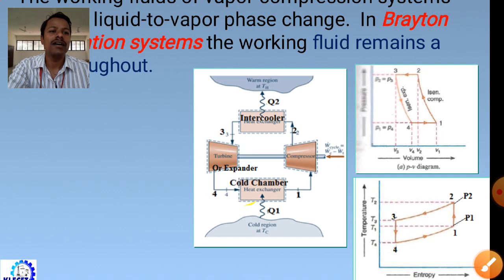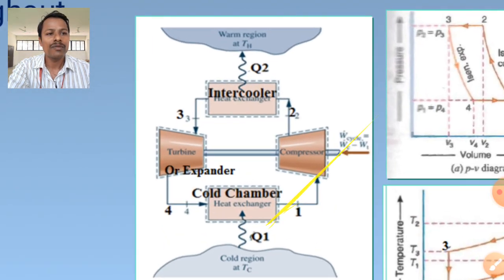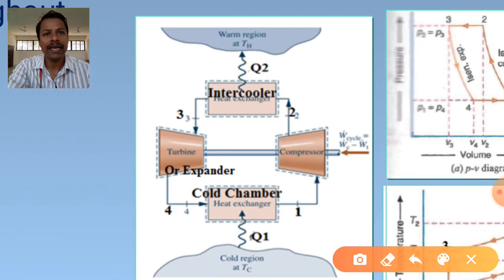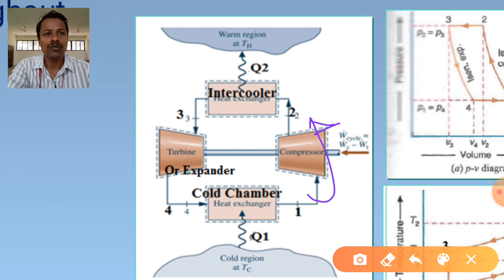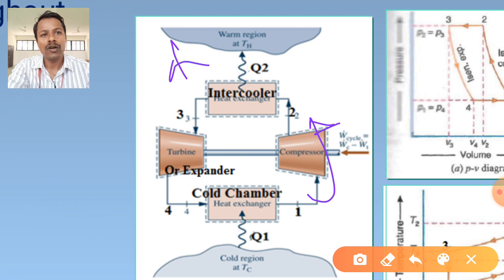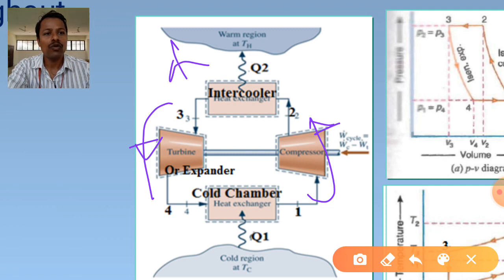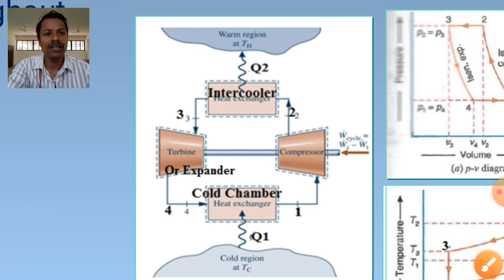As you know, the function of the compressor is to compress the air. It compresses it isentropically, so process 1 to 2 is isentropic compression inside the compressor. 2 to 3 is intercooling, where the air gets cooled in the intercooler. Then 3 to 4 is expansion inside the expander or turbine, which is isentropic expansion. Then 4 to 1 is inside the cold chamber, where there is constant pressure heat absorption.